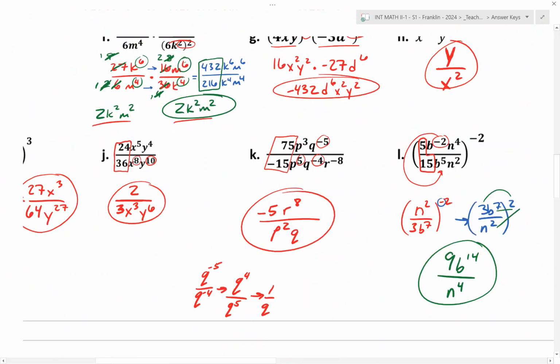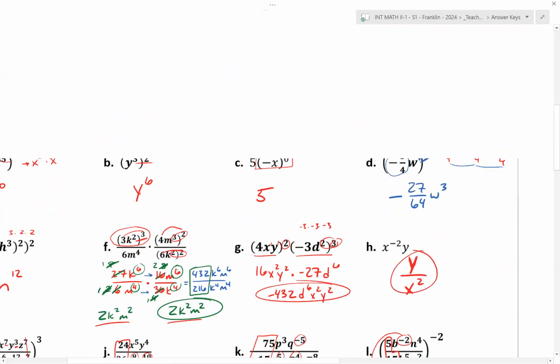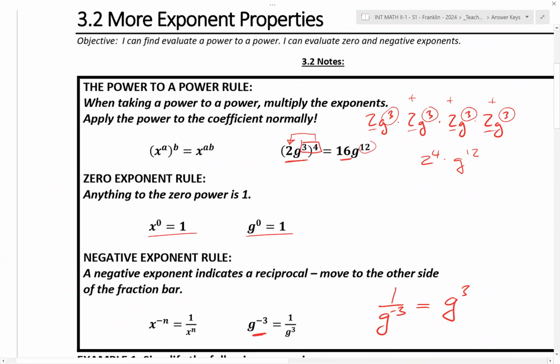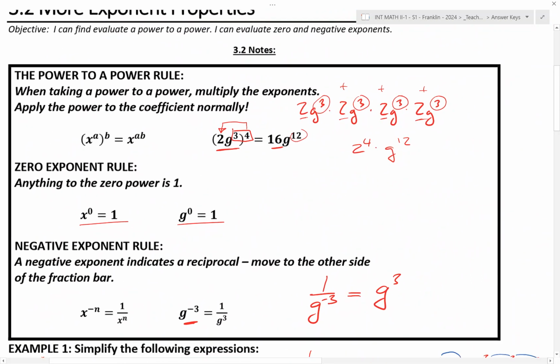Okay, so to just quickly recap the 3 new rules. Power to a power: apply the exponent to any coefficients normally, and then multiply the exponents. Zero exponent rule: anything to the 0 power is 1. And negative exponents indicate a reciprocal, so just move that term, that power, to the other side of the fraction bar, but keep the number the same. Just take the negative off.